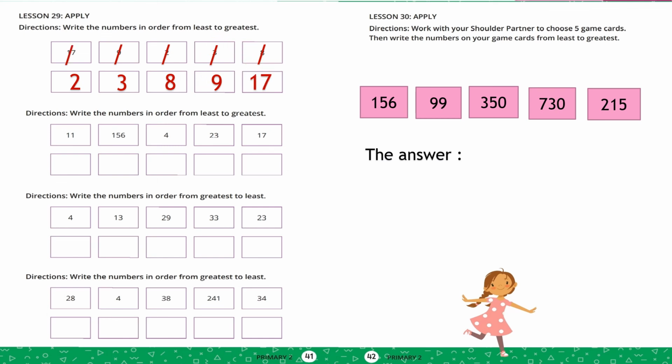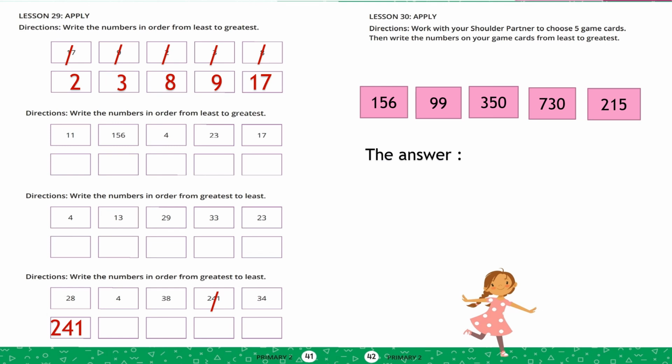Complete this question. The last one, write the numbers in order from greatest to least. It means descending order. Then, which is the greatest number here? 28, 4, 38, 241, or 34. The greatest number is 241. Then write 241 and cancel it.